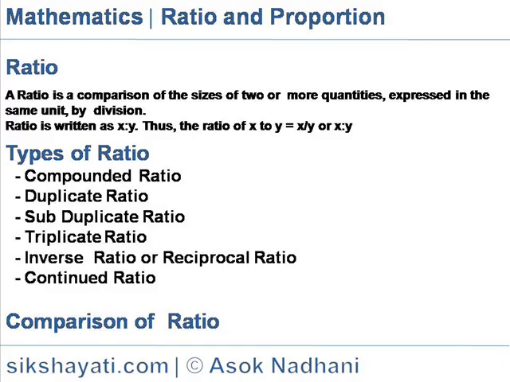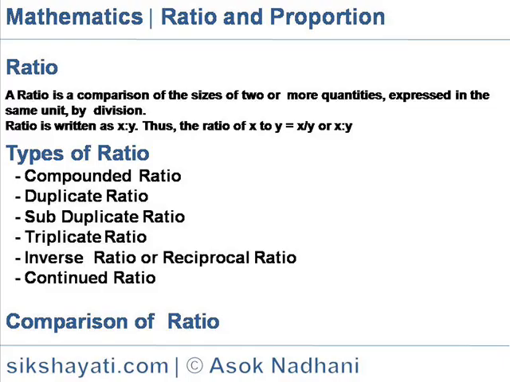Comparison of ratio. Two ratios A is to B and C is to D may be compared by comparing the multiplied values AD and BC. A is to B is greater than C is to D if AD is greater than BC. A is to B is less than C is to D if AD is less than BC. A is to B is equal to C is to D if AD is equal to BC.